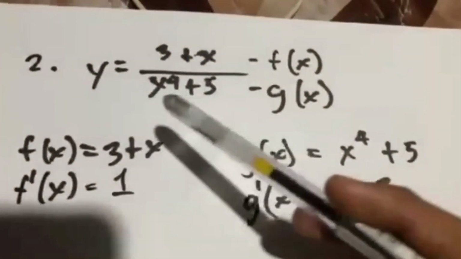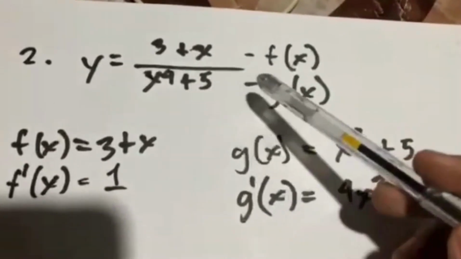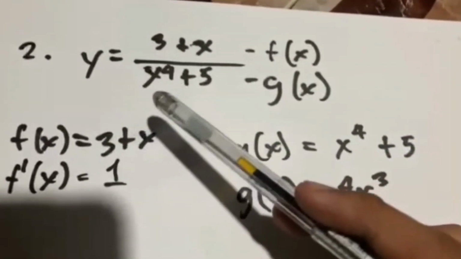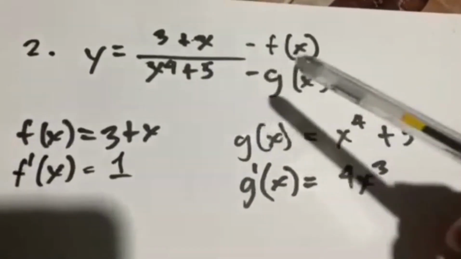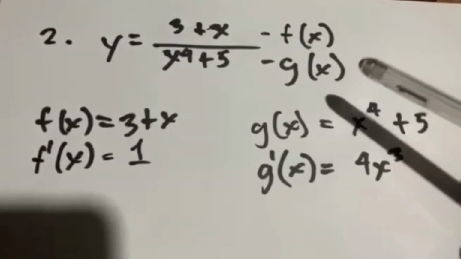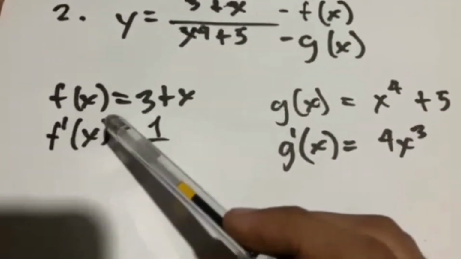Now I'm gonna explain another problem so you can understand it much better. y is equal to 3 plus x over x to the power of 4 plus 5. First, we need to find our f of x and g of x. This is our f of x.